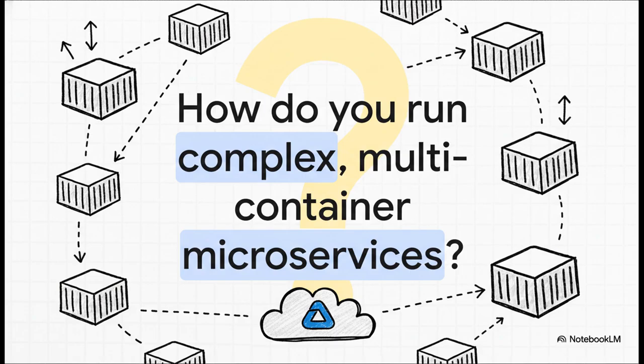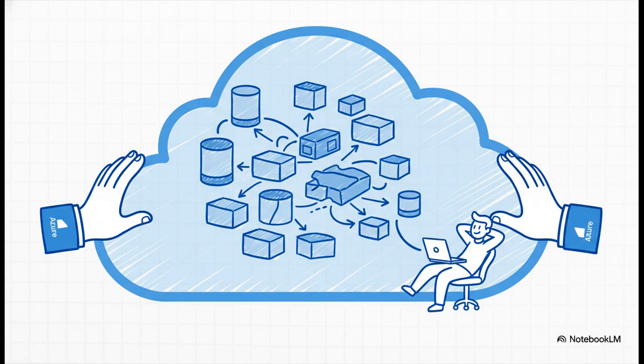And this really is the million-dollar question in modern cloud development, isn't it? How do you manage that complex web of different services? You've got containers that need to find each other on the network. You need them to scale up when traffic hits and scale down when it's quiet. You need to roll out updates without taking the whole thing down. Trying to juggle all that by hand would be an absolute nightmare. And the answer to that nightmare in Azure is a service called Container Apps.